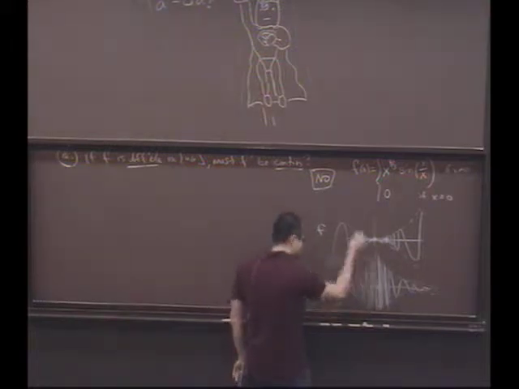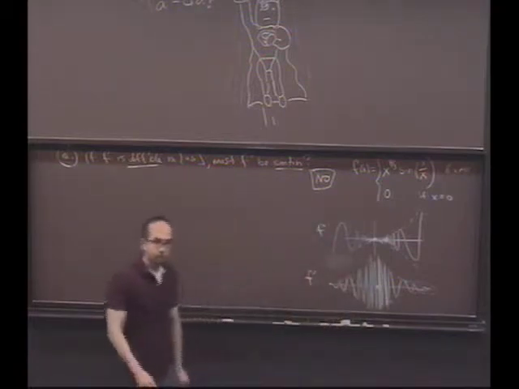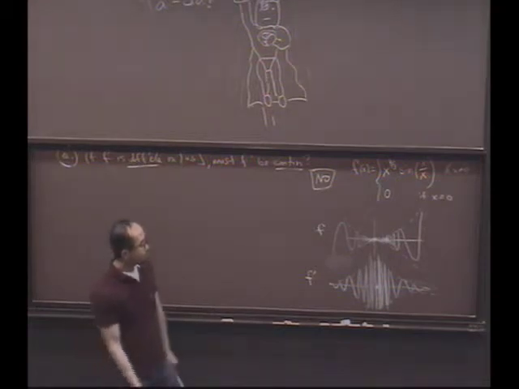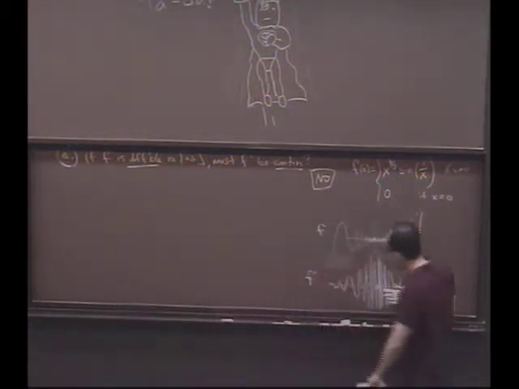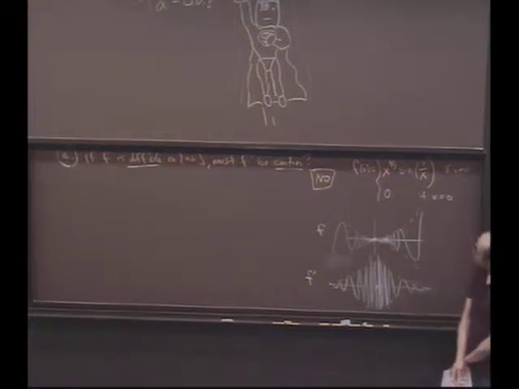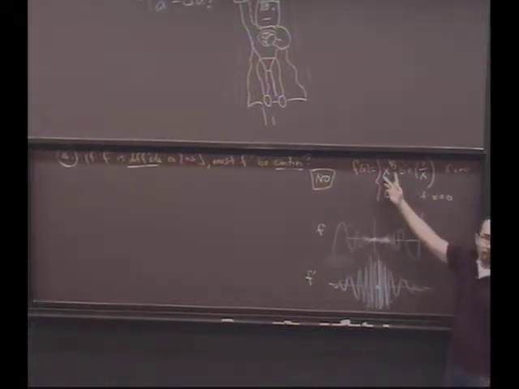All right, and up and down forever on both sides. And so what you find is, hey, this thing has a derivative everywhere, but the derivative function is not continuous.